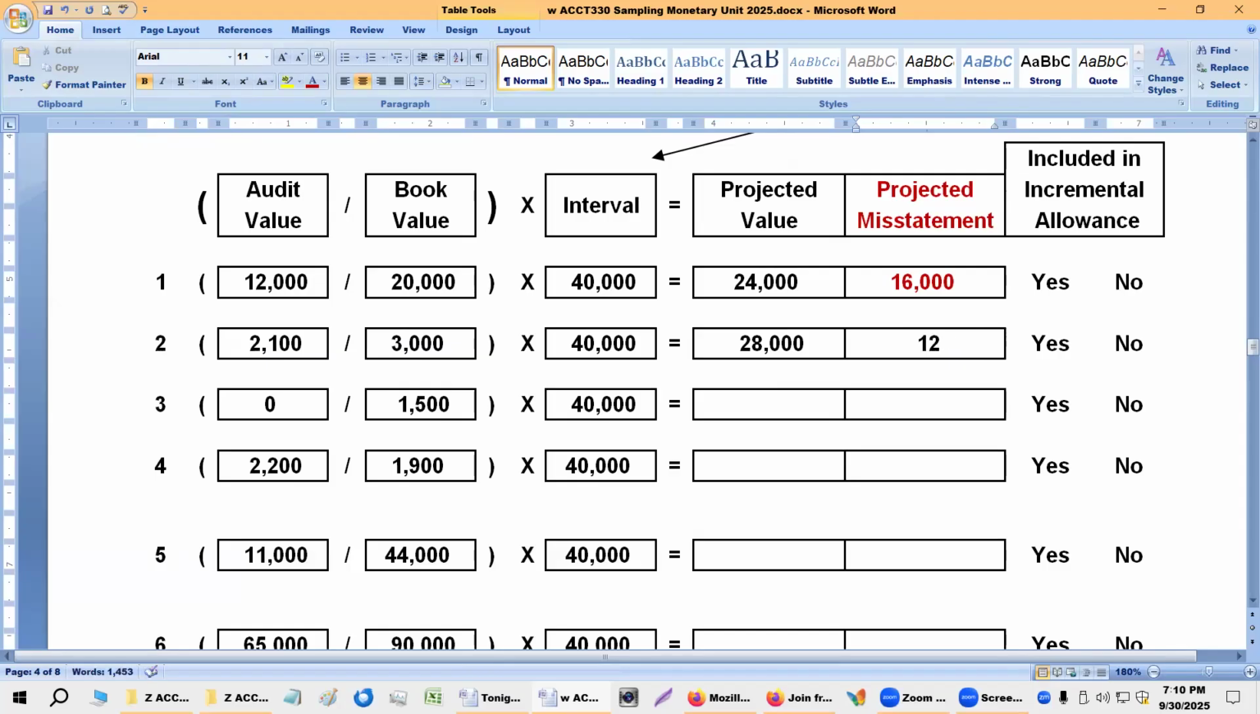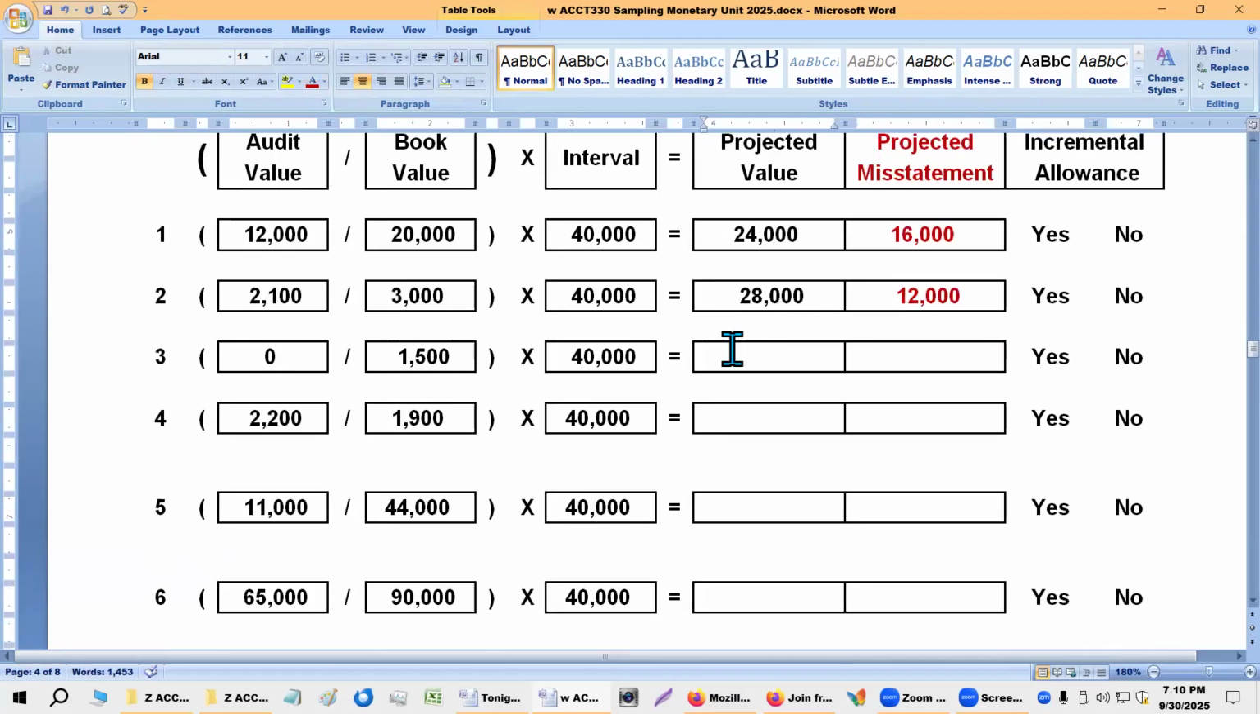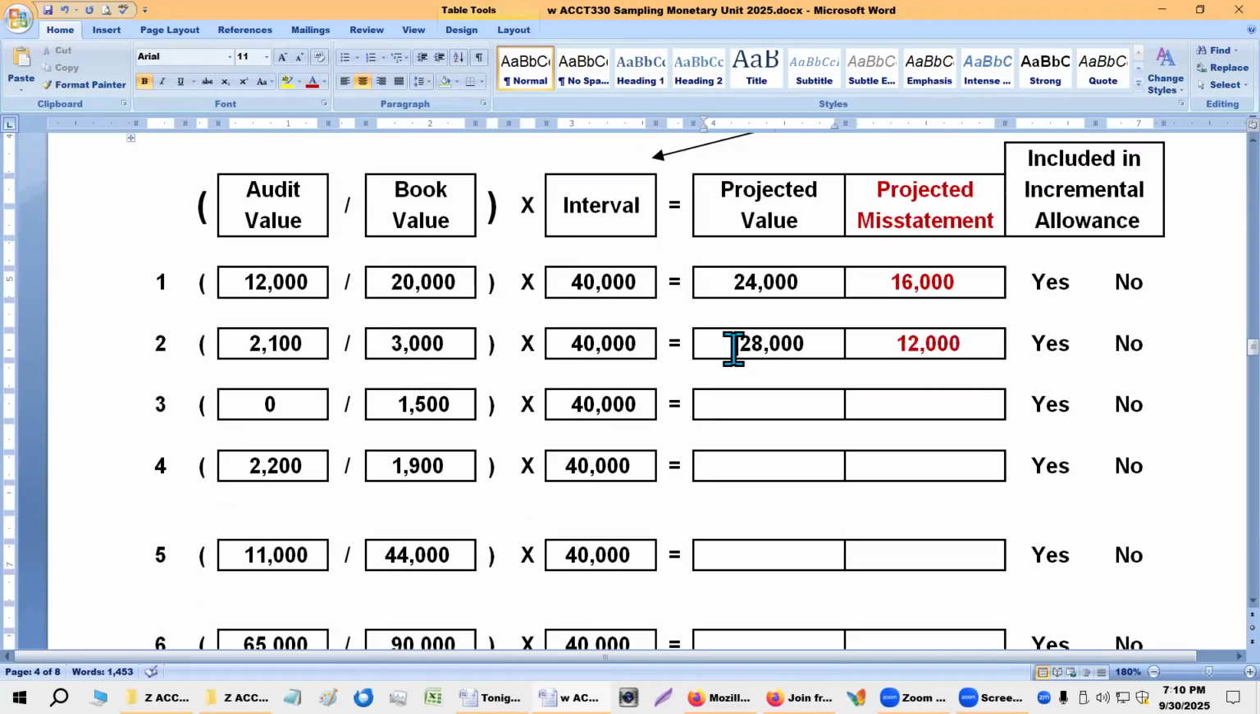Statement's 12,000. What'd you get for number 3? What's the projected value? Anyone? 0. Statement is 40,000.